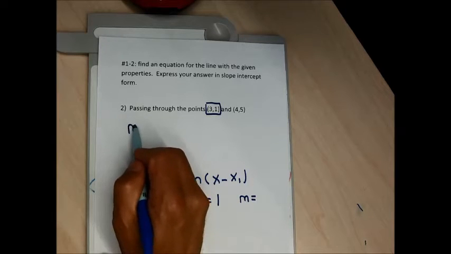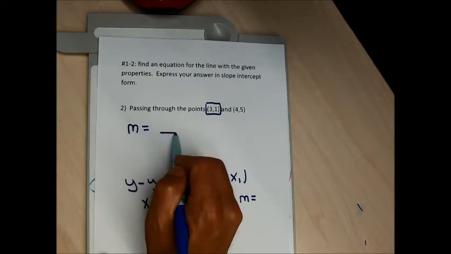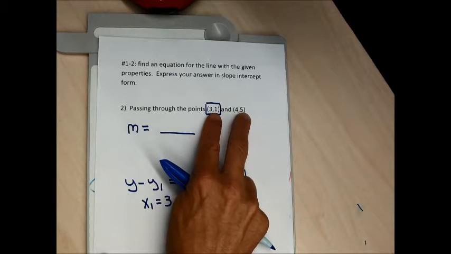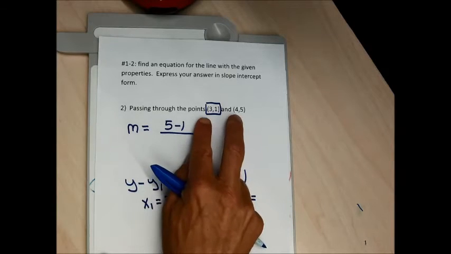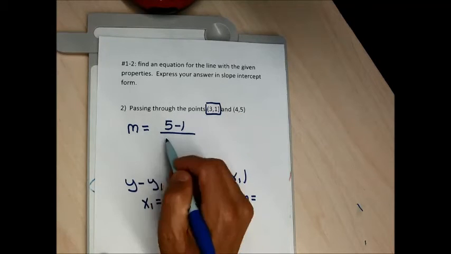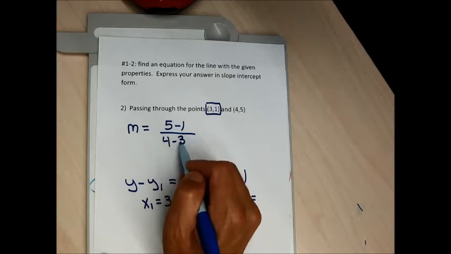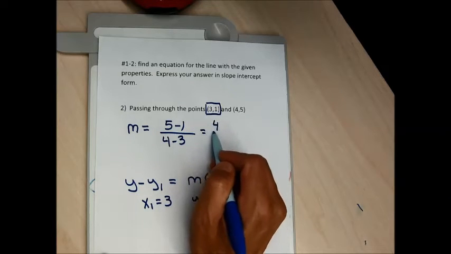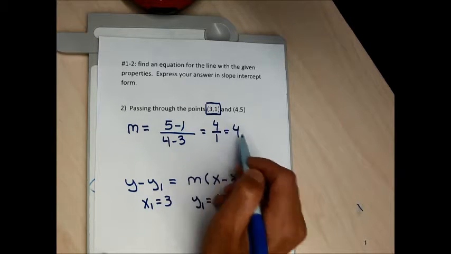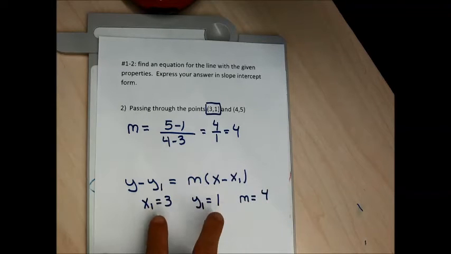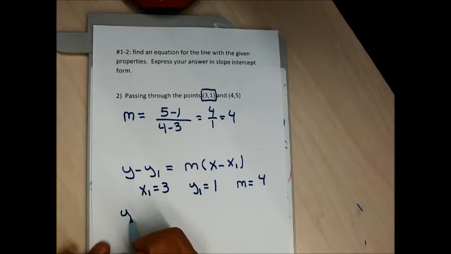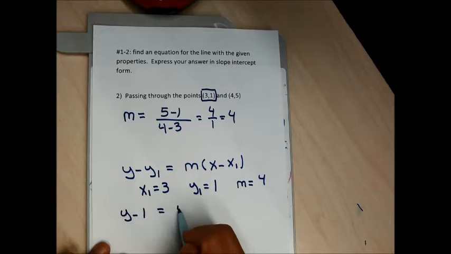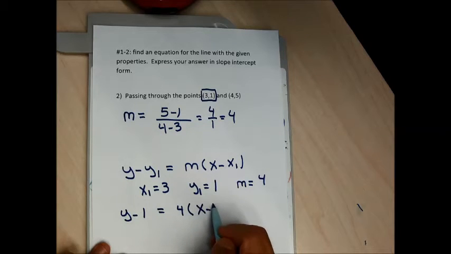To find the slope, I'm going to form a fraction, and in the numerator, I'm going to subtract the y-coordinates of the points, which would be 5 minus 1. And in the denominator, I'm going to subtract the x-coordinates of the points, which are 4 minus 3. So for the slope, I'm going to get 4 over 1, which is 4. So on top of putting x1 equal to 3 and y1 equal to 1 into my equation, I'm going to plug m equal to 4 and go y minus 1 equals 4 times x minus 3.